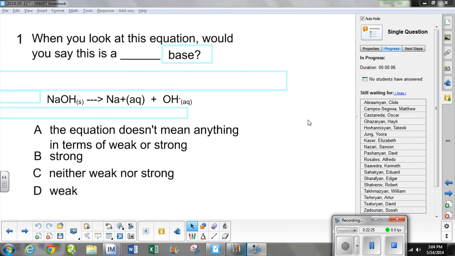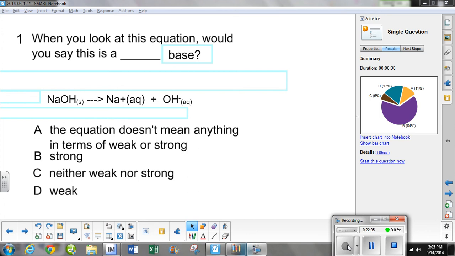So now we're asking you, when you look at this equation, would you say this is a blank base, A, B, C, or D? So the majority do have the correct answer here, and Alexa's not here, so Alfredo, why is B the correct answer for this particular equation? It only has one arrow. Very good. The arrow is only pointing one direction.